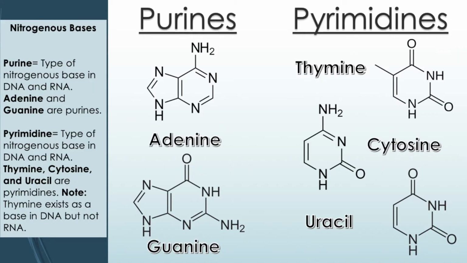Adenine and guanine are purines. Likewise, pyrimidines are also types of nitrogenous bases in DNA and RNA. However, these include thymine, cytosine, and uracil. Also, thymine exists as a base in DNA but not RNA.